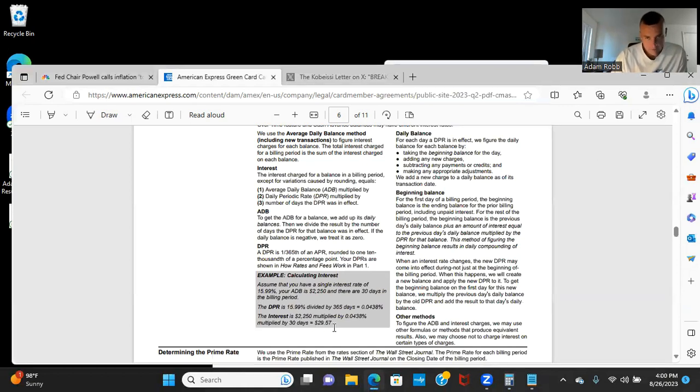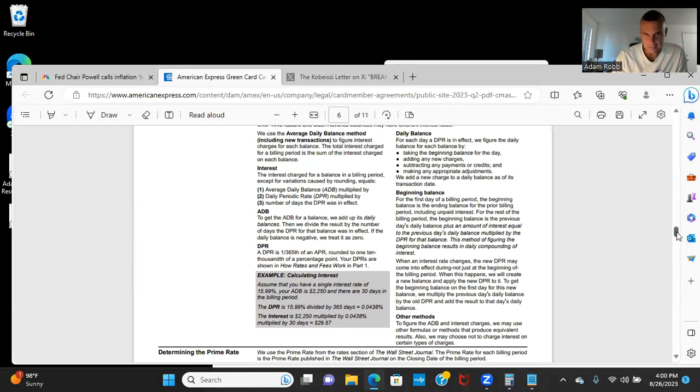And that's on a balance of only $2,250. I think the average credit card balance is right around $6,000, or I'm not sure if that is an accumulation of multiple cards, but the typical person has more than $2,250 in credit card debt. So that's how it's calculated.